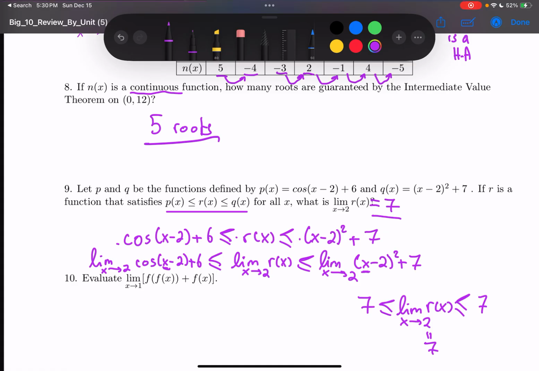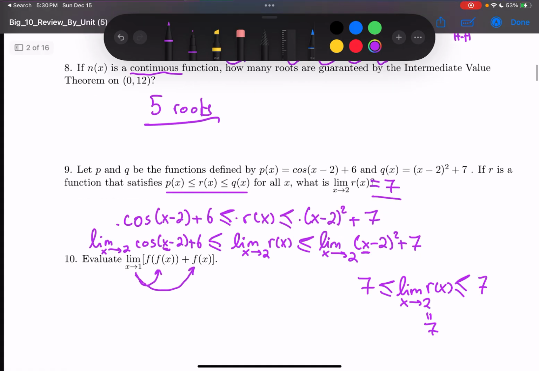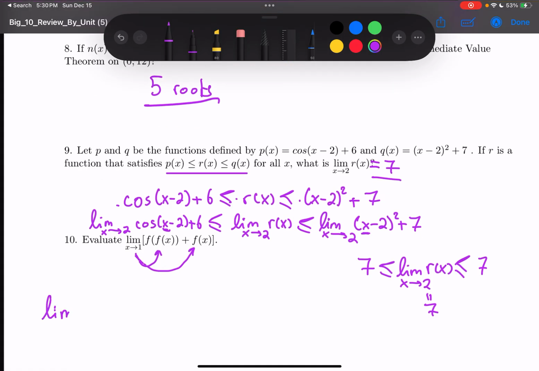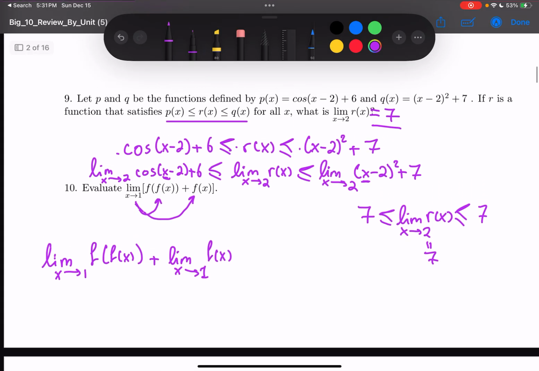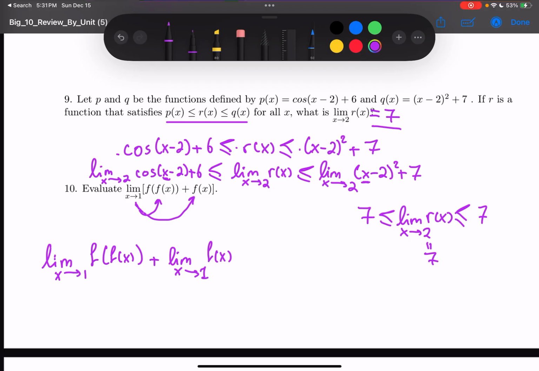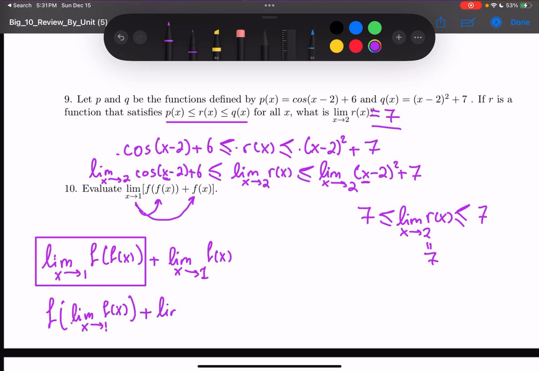The final question for this video, they said to evaluate the limit as x tends to 1 of f of f of x plus f of x. As we said before, that limit is distributed. So you can say that this is going to be equal to limit as x tends to 1 of f of f of x plus limit as x tends to 1 of f of x. Now in this case, we have a composite function over here. And in a composite function, the rule says the following, that the limit as x tends to 1 of f of f of x is going to be equal to f of the limit as x tends to 1 of f of x, plus limit as x tends to 1 of f of x.